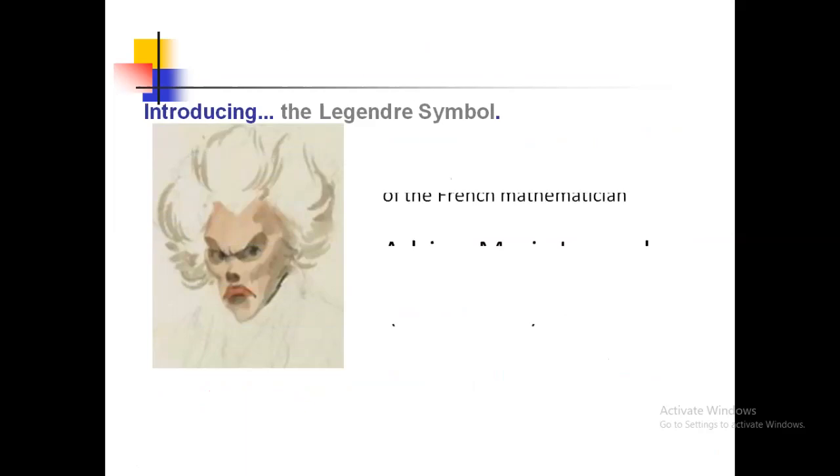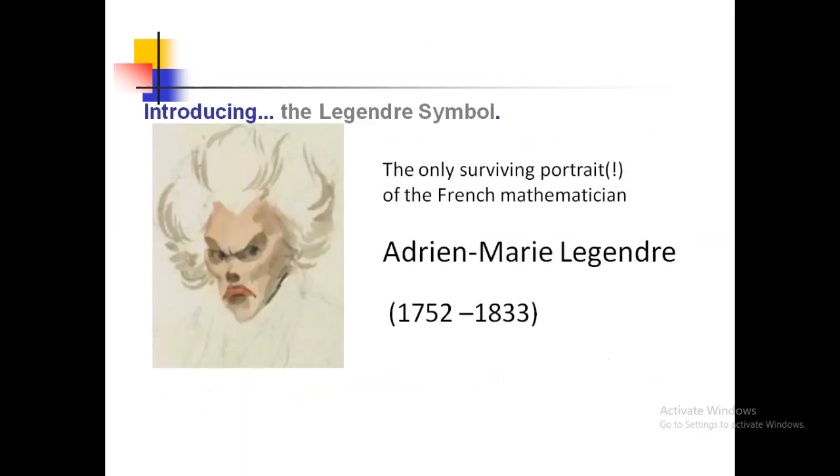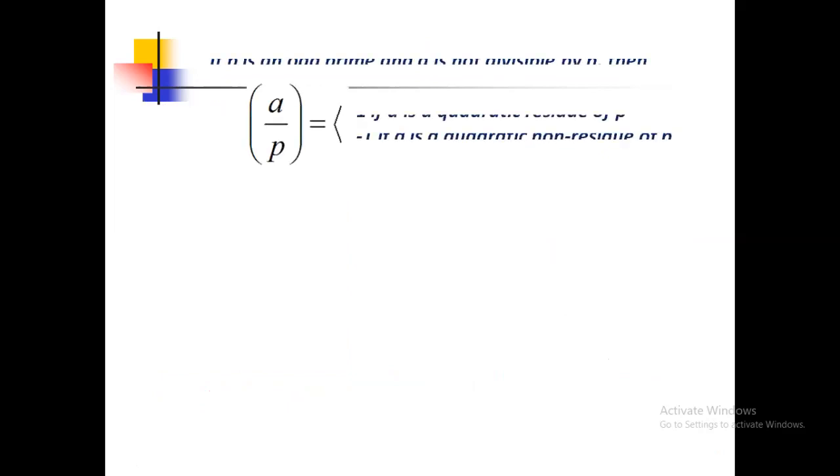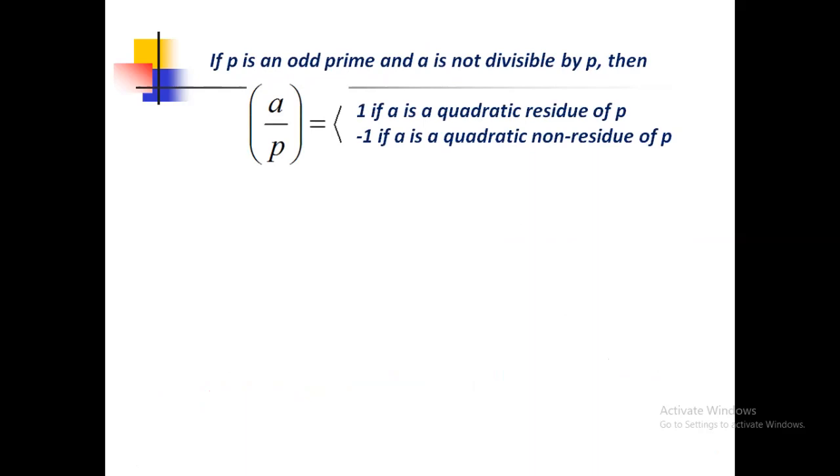So, introducing the Legendre symbol, named after the French mathematician Adrien-Marie Legendre. If p is an odd prime and a is not divisible by p, then (a/p) is equal to 1 if a is a quadratic residue of p, and minus 1 if a is a quadratic non-residue of p. This is the Legendre symbol.